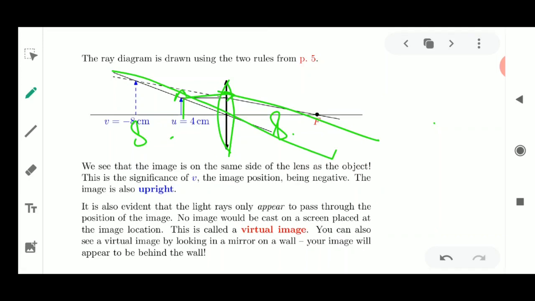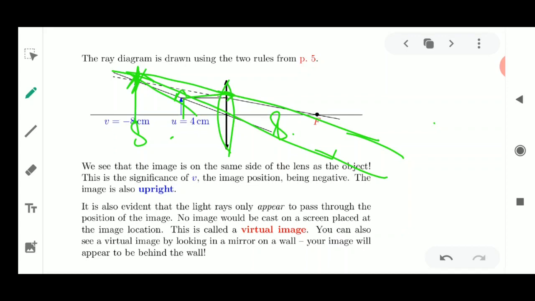Now you will see that these lines are never going to meet here. So you will just extend these lines backwards. On extending the lines, you will find that the image is formed in an upright form. Since this image is formed on the same side of the lens where the object was placed, the image is always upright.